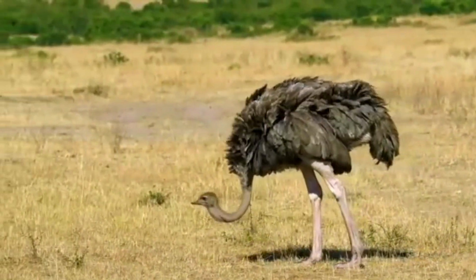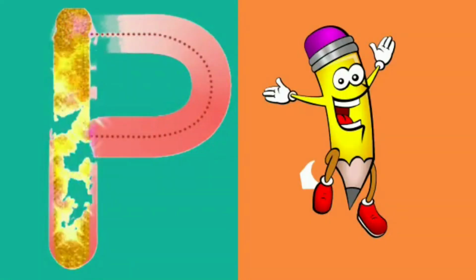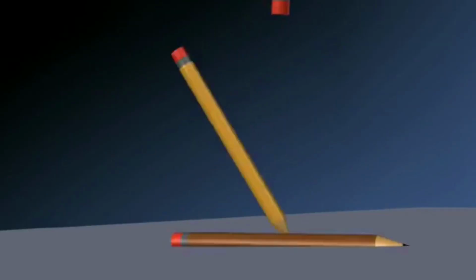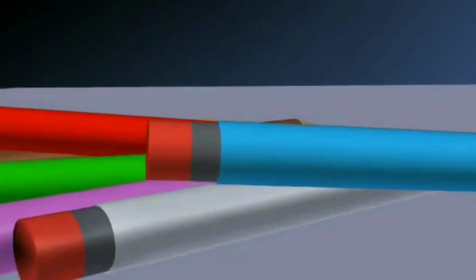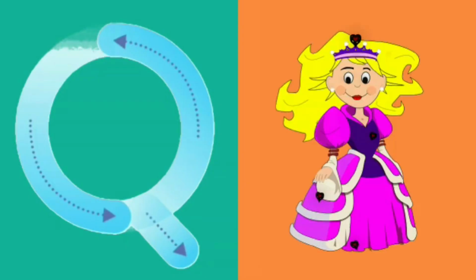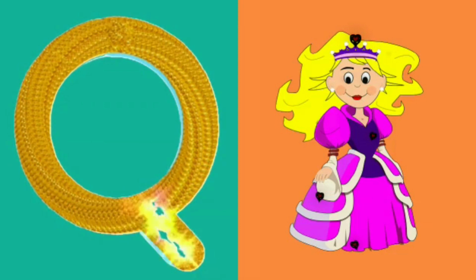Ostrich. P. P is for pencil. Pencil. Q. Q is for queen.